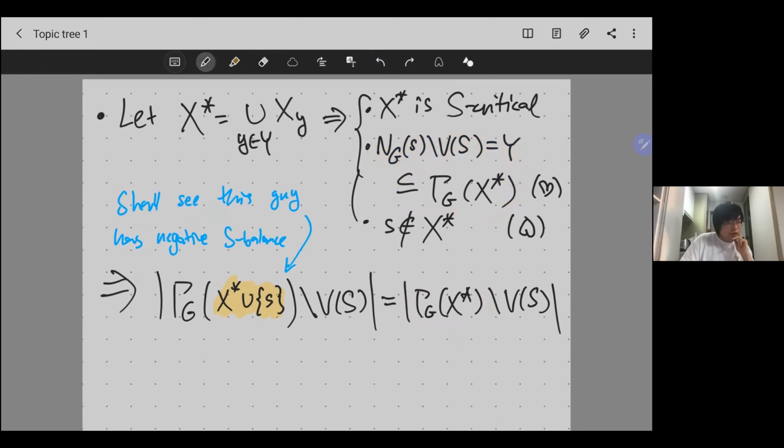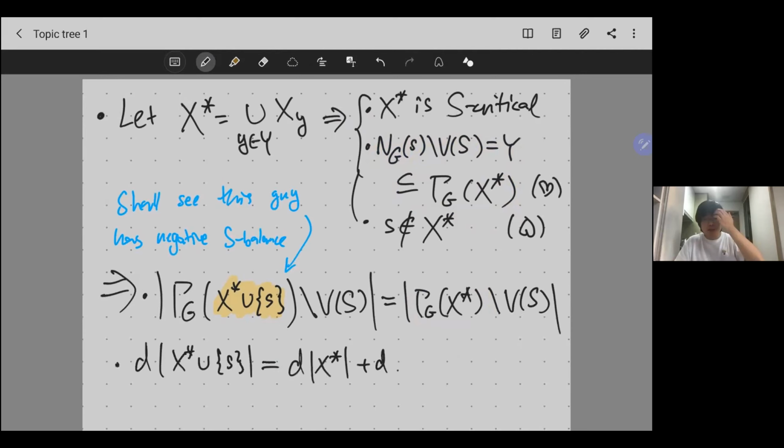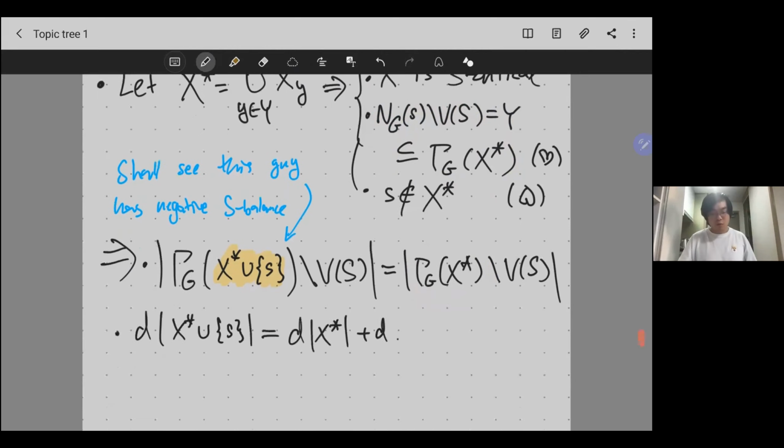All right. Next, we have to look at the second term in the definition of balance, which is the liability, right? The second term is D times the size of sets minus the sum of the degrees. So let's first look at this guy. Well, this guy is fairly easy. This is just because S is not in capital X star, so we actually increase the set size by 1. So of course, we have that.